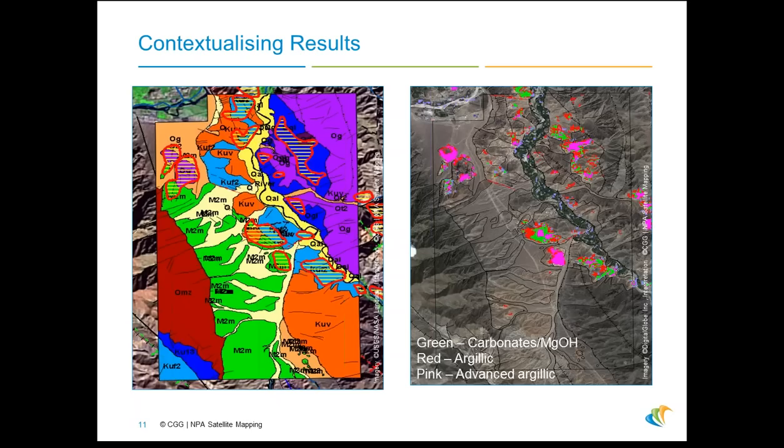Just looking at the spectral results by themselves is often not really very helpful or indicative of what's actually happening in an area.